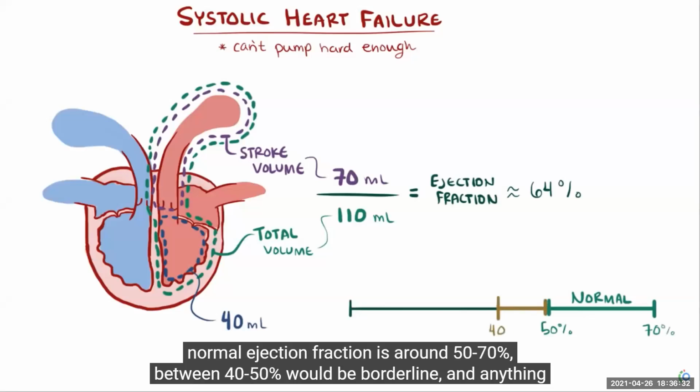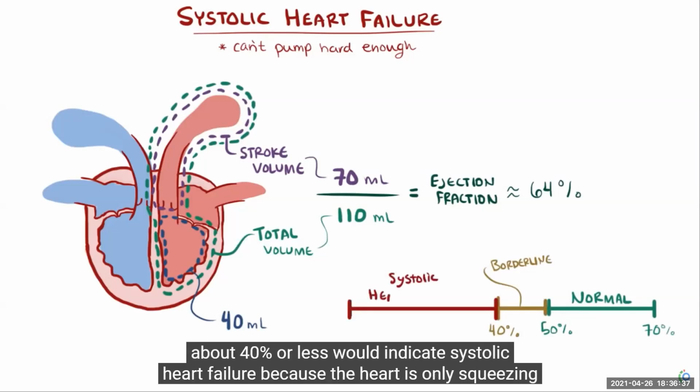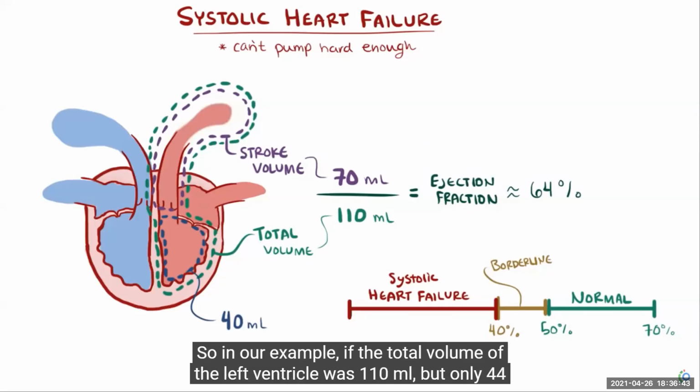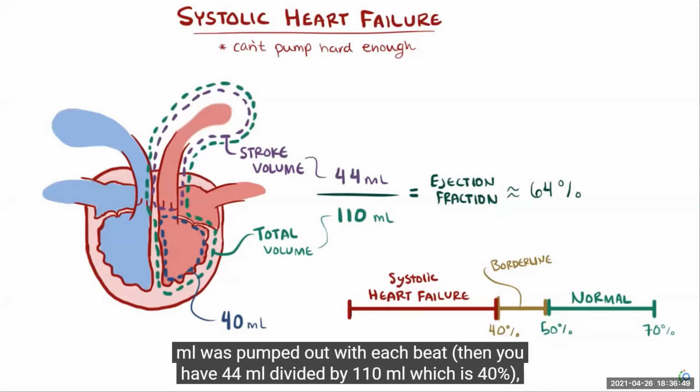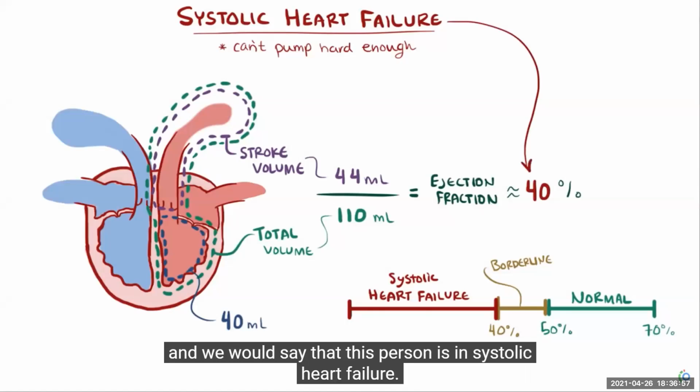Between 40 to 50% would be considered borderline, and anything about 40% or less would indicate systolic heart failure, because the heart's only squeezing out a little bit of blood each beat. So in our example, if the total volume of the left ventricle is 110 milliliters, but only 44 milliliters was pumped out with each beat, then you have 44 milliliters divided by 110 milliliters, which is 40%. And we would say that person is in systolic heart failure.